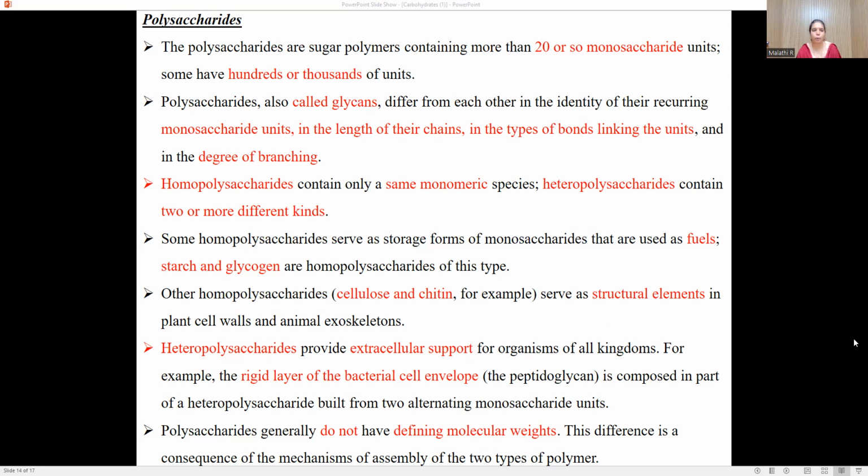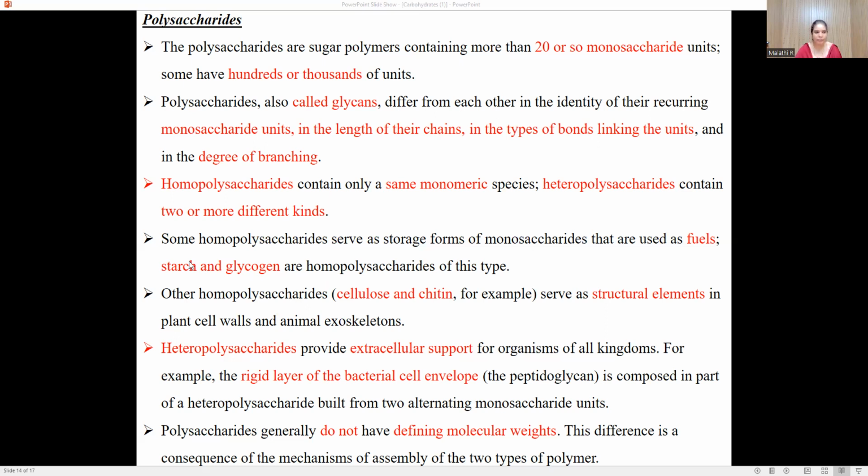Most of the homopolysaccharides will be used for storage purposes. The stored form of carbohydrate will be your homopolysaccharide. After the hydrolysis of these homopolysaccharides, the monosaccharides will be used as fuels. For example, we have starch and glycogen. Starch as well as glycogen are both homopolysaccharides, and they contain glucose as the monosaccharide unit.